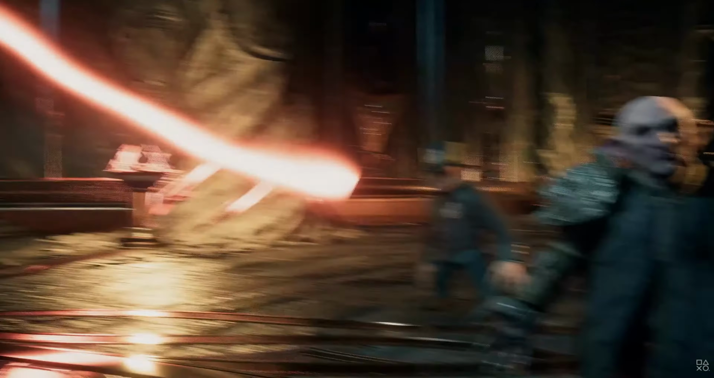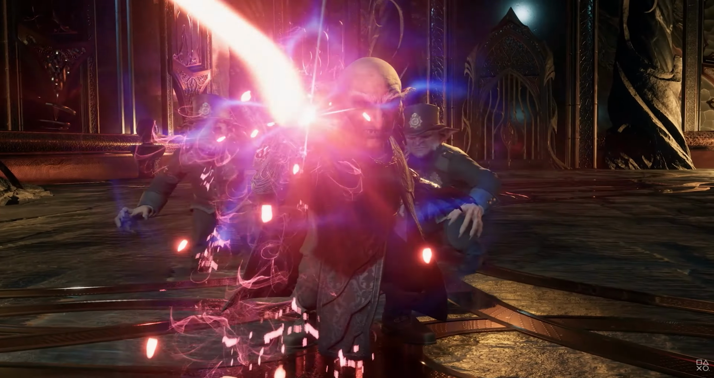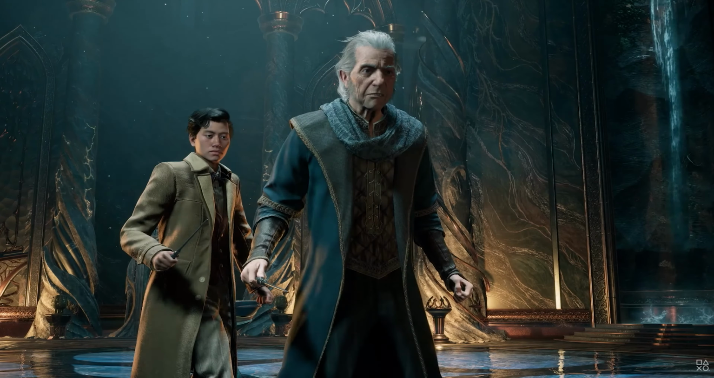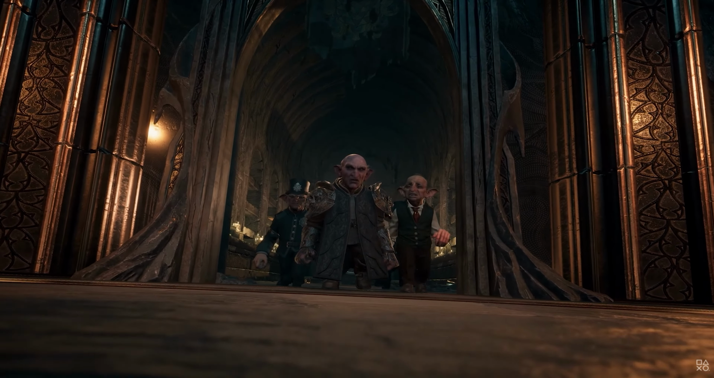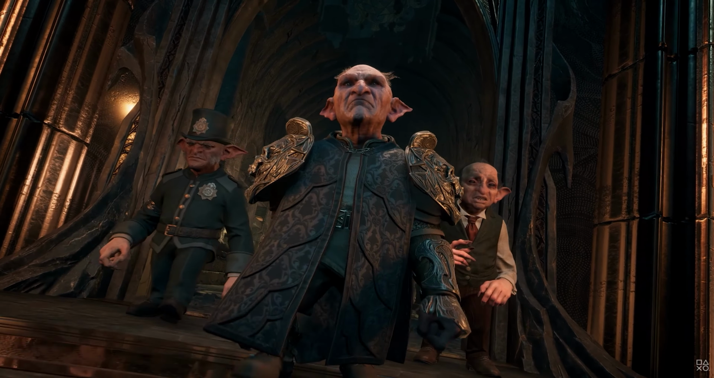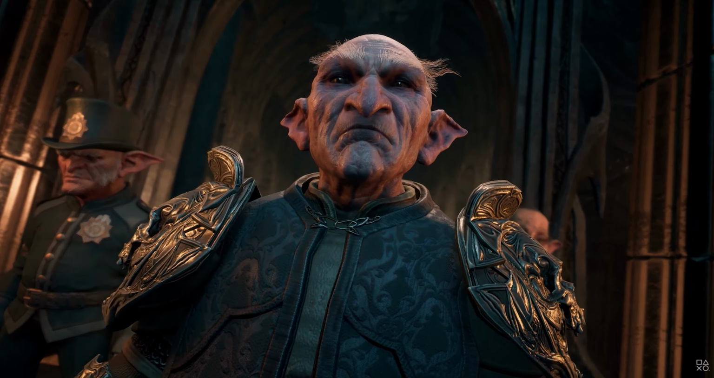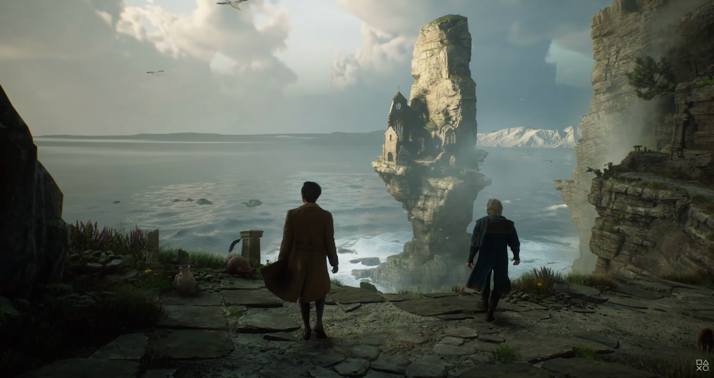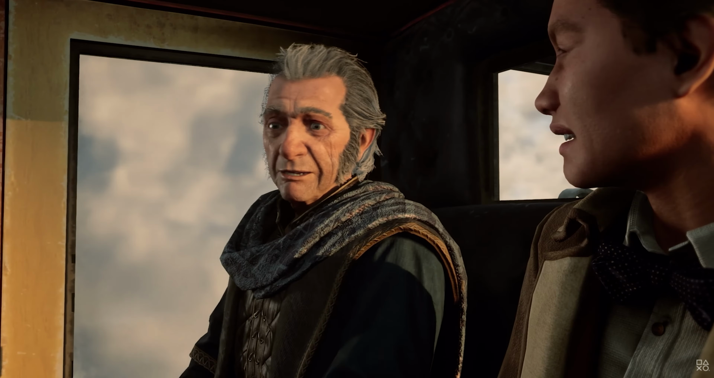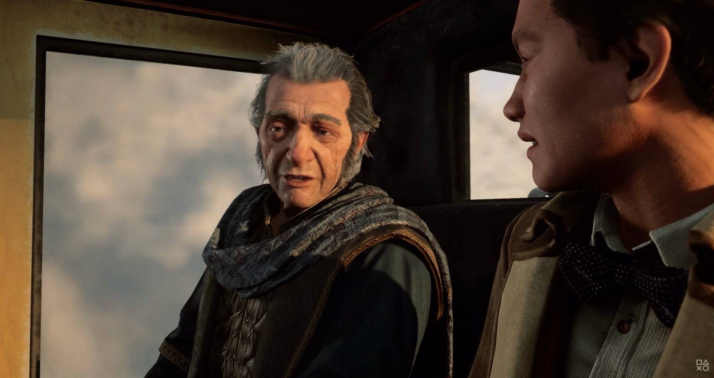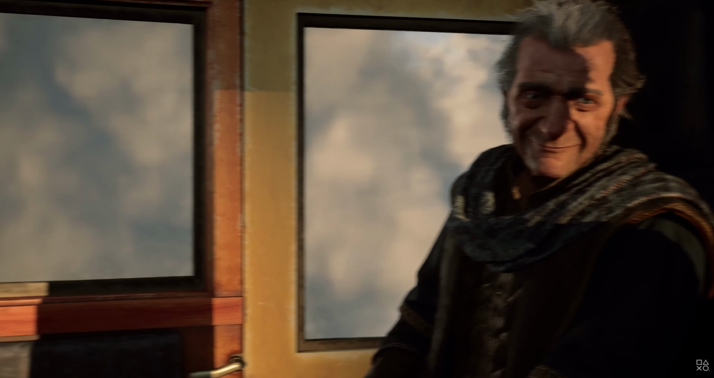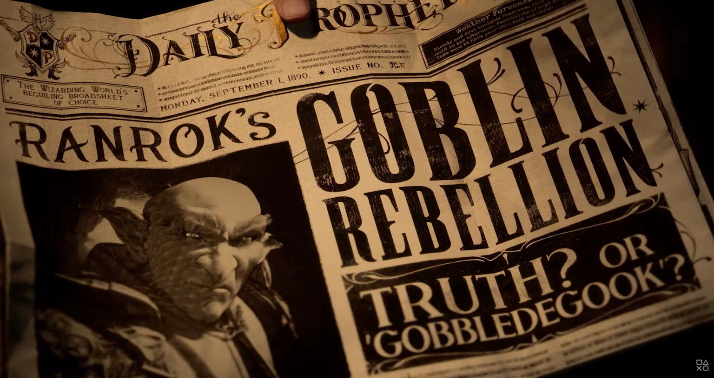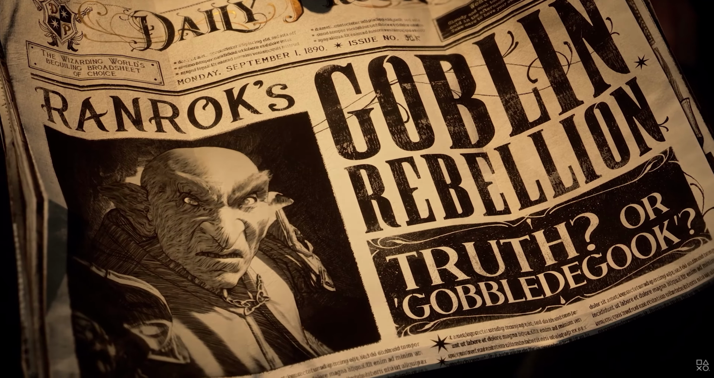During the Hogwarts Legacy gameplay trailer, how did we get here? What sequence of events led us to a Professor Fig versus Ranrok showdown? We are going to break down and explain the possible what, why, where, and when of this specific scene, its importance to our character's story, and overall Hogwarts Legacy gameplay.